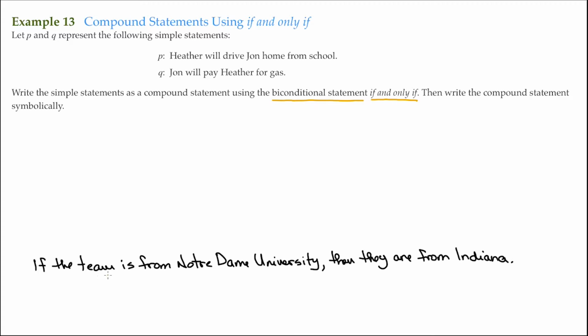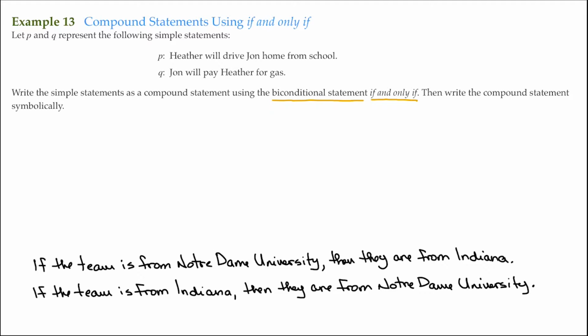But if I was to take the first simple statement here, which is the antecedent, and make it the consequent, and then take the second simple statement here, which is the consequent, and make it the antecedent, in other words, we're going to switch them around, will the truth values still be the same? So we go ahead and we write it, if the team is from Indiana, then they are from Notre Dame University. Well, that's not necessarily true. There's all kinds of universities or schools that are from Indiana. They don't have to be from Notre Dame. So the truth values to these two are not necessarily the same.